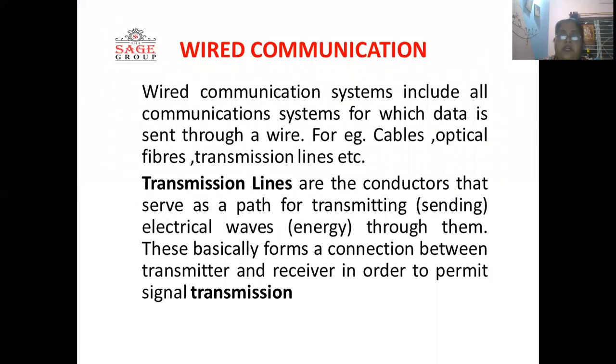One is wired communication. It is a system which includes all communication systems for which data is sent through a wire. For example, cables, optical fibers, transmission lines, etc. Transmission lines are the conductors that serve as a path for transmitting or sending electrical waves or energy through them. These basically form a connection between transmitter and receiver in order to permit signal transmission.